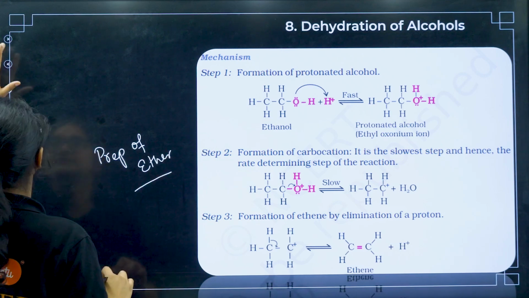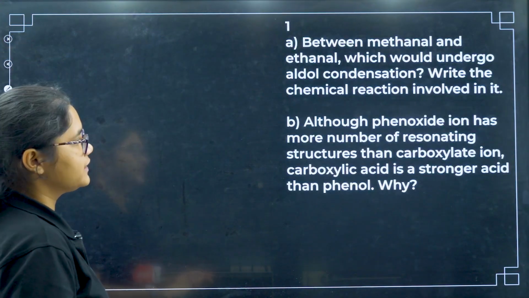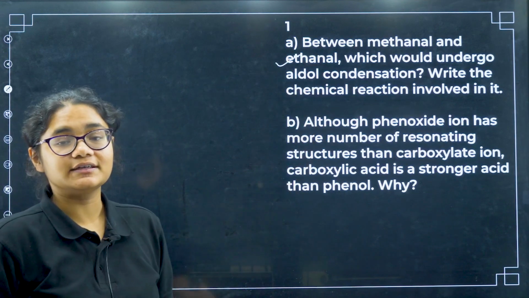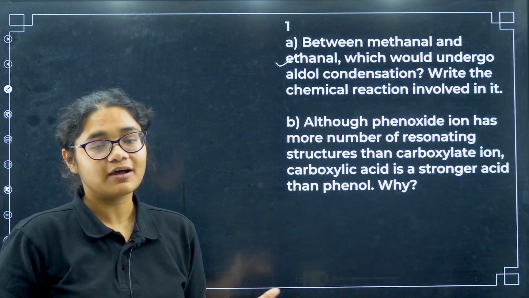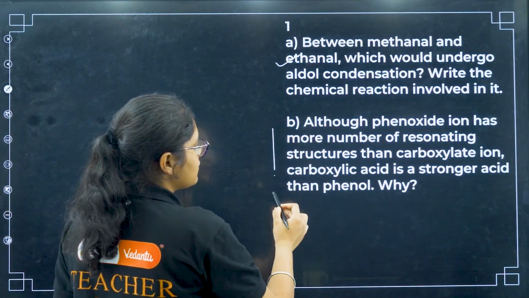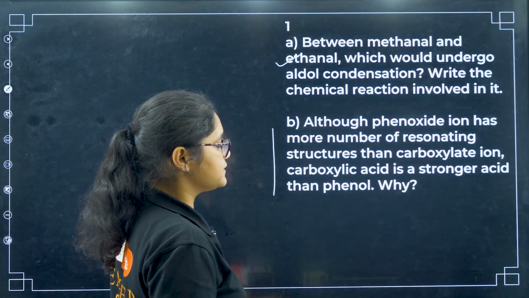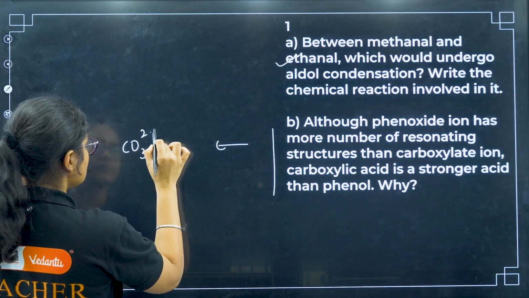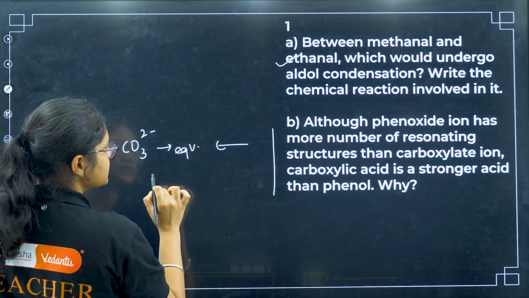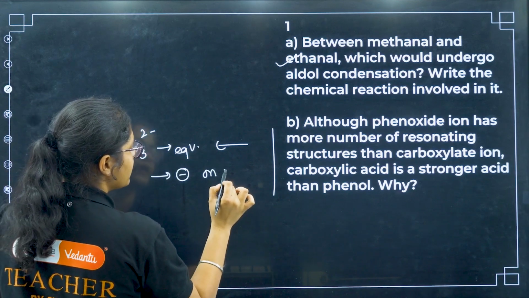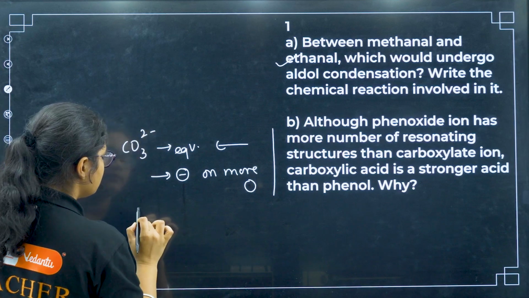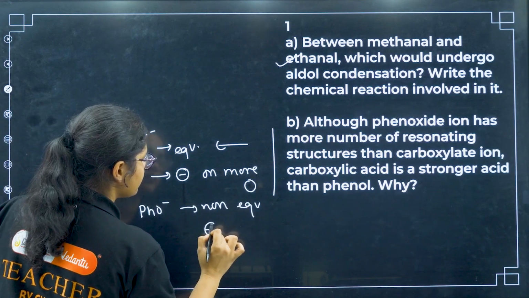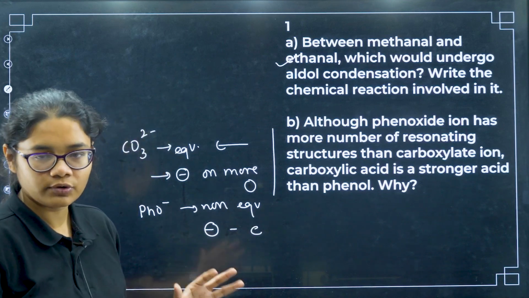Okay. Next we have aldehydes, ketones and carboxylic acids. So between methanal and ethanal, which will undergo aldol condensation? Ethanal. Why? Because it is having what? Alpha hydrogen, right? Then although phenoxide ion is more stable, it is less acidic. So the first reason here is in carboxylate ion, you have equivalent resonating structures and the negative charge is on the more electronegative atom, that is oxygen. In phenoxide ion, what happens? You have non-equivalent resonating structures and the negative charge is on carbon atom, which is less electronegative.